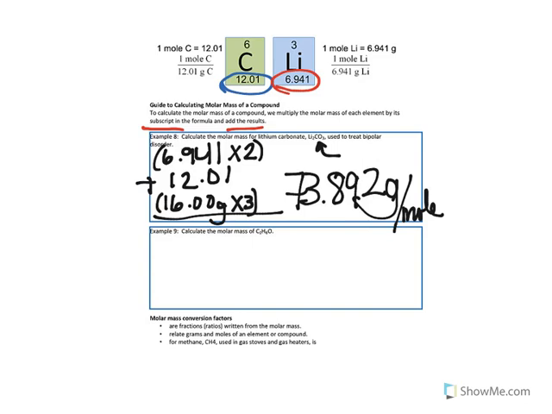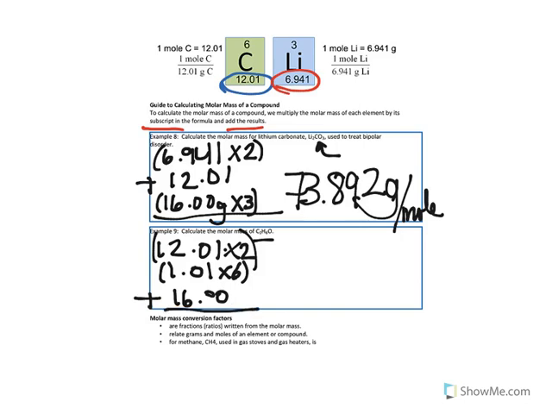Let's try another example. Let's calculate the molar mass of C2H6O. If we look at our periodic table, we see that 1 mole of carbon weighs 12.01 grams. But we have 2 moles of carbon in this molecule, so we need to multiply this by 2. Hydrogen, if we look at our periodic table, weighs 1.01 grams per mole. There are 6 moles of hydrogen, so we need to multiply by 6. And finally, oxygen weighs 16.00 grams per mole. There is only 1 oxygen, so we don't need to multiply that by anything.